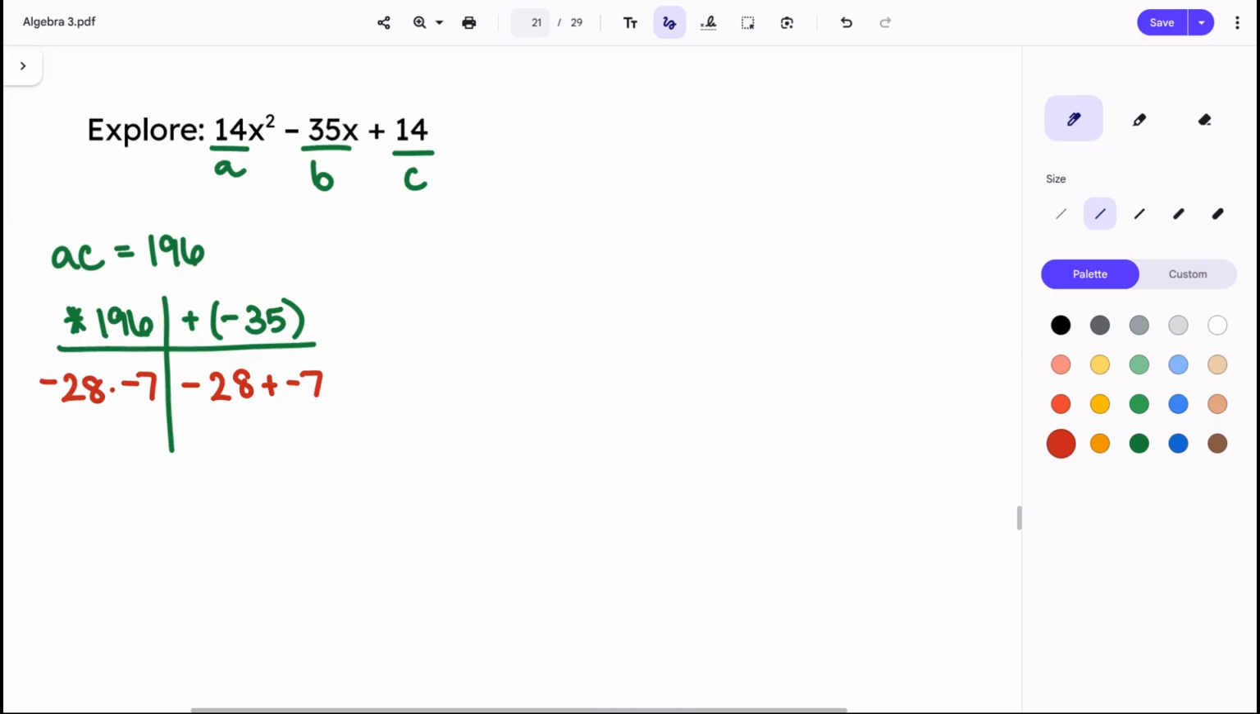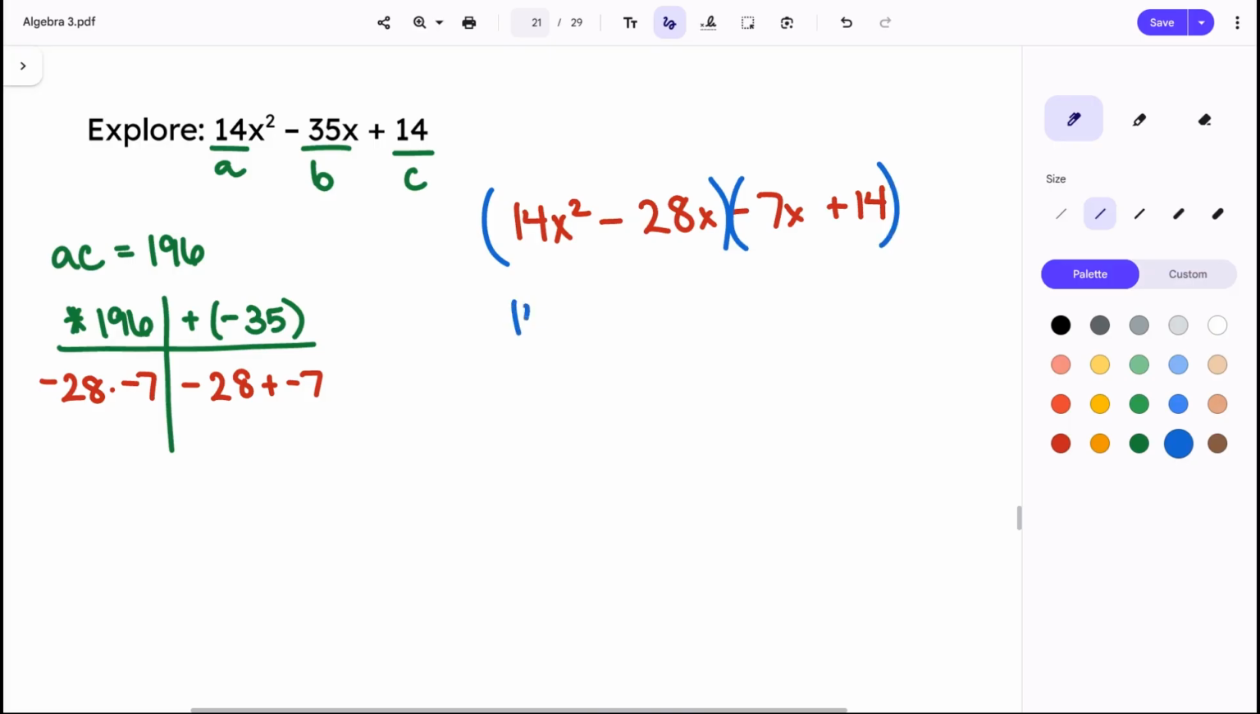Then I'm going to rewrite it. So 14x squared goes first. Then it doesn't matter the order that you put these terms in. So I'm going to do -28x minus 7x and then plus 14. Now we're going to group.